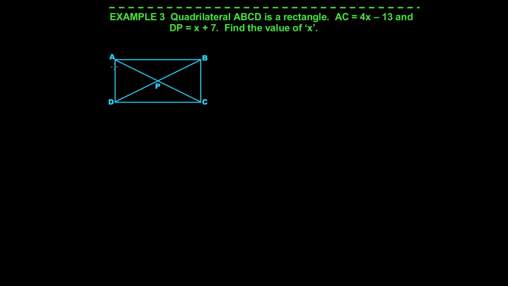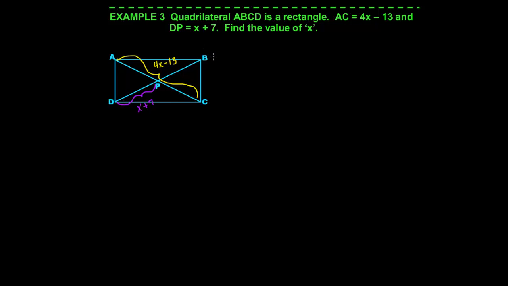Alright, it tells us our entire AC. Let's see if I can grab a different color other than green. AC is 4x minus 13. DP, what do you know, it's going to throw a little tricky one in here for us. DP equals x plus 7. We know that AC equals DB. We know half of DB, which is our DP. B and P sound a lot alike, but we know half of it is x plus 7.